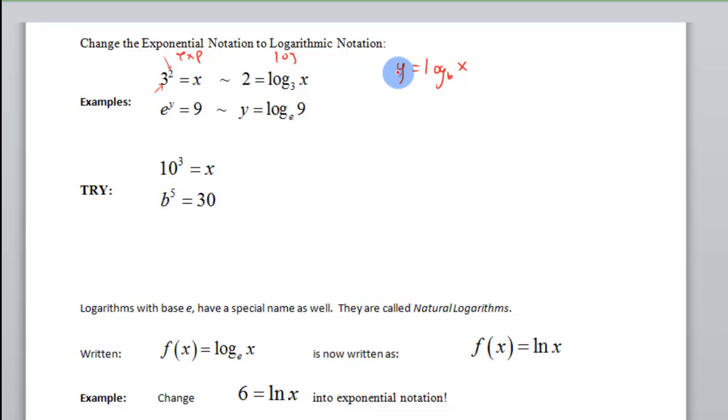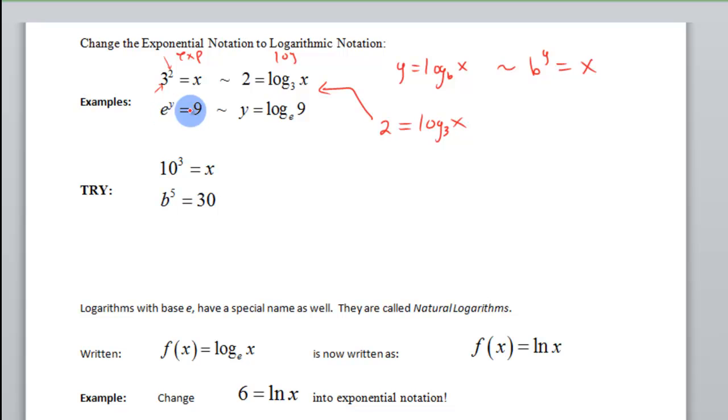It goes b to the y equals x. So see where things are placed here? Go backwards. I always start with the base. What's the base? 3. So I go, okay, log base 3. What's the exponent? 2. So it must be equal to 2. Logs produce exponents. And then the other number is an x, that goes there. That's how I create that.